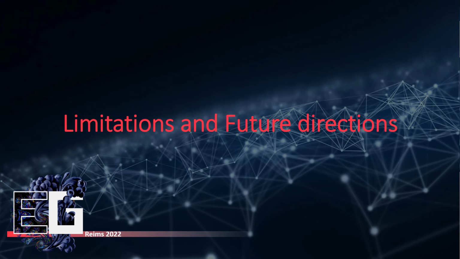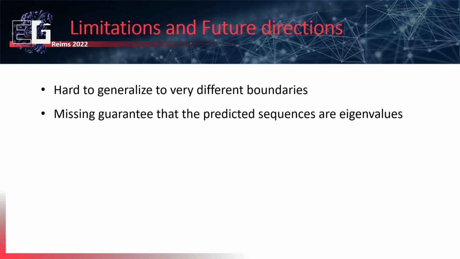One of the main limitations of our work is the missing guarantee that the predicted sequences are real eigenvalues. We encourage them to be eigenvalues with the loss term, of course, but there is no guarantee. And moreover, there is some difficulty to generalize to very different boundaries that are very out of distribution compared to what we see during training.